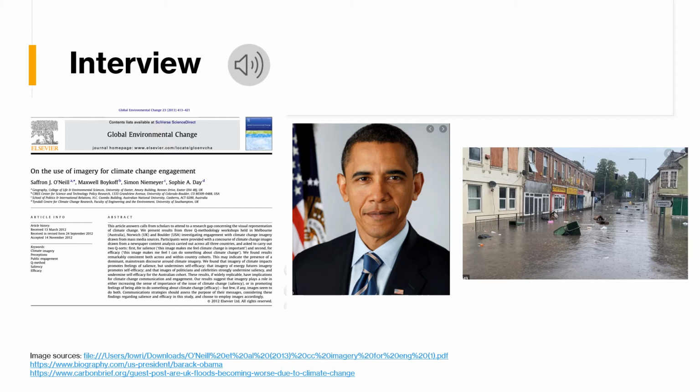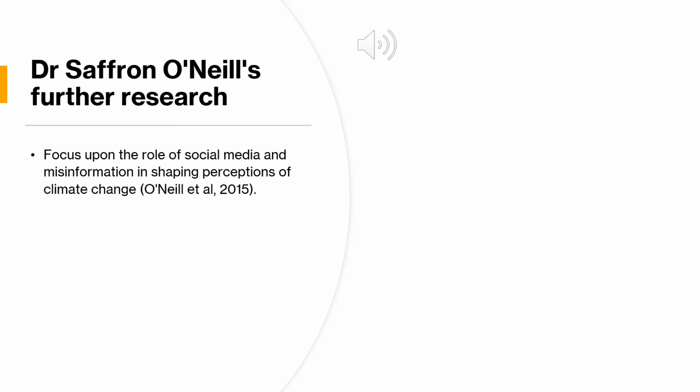Saffron's work helped us to understand how images in the media can play a role in our changing world. The aim of using imagery in the media is to find the most effective imagery to portray climate change as something we must all act upon. As well as researching the visual representation of climate change in mass media, Saffron O'Neill has also published work on how climate change is portrayed on social media and how people's perceptions are shaped by what they see online.